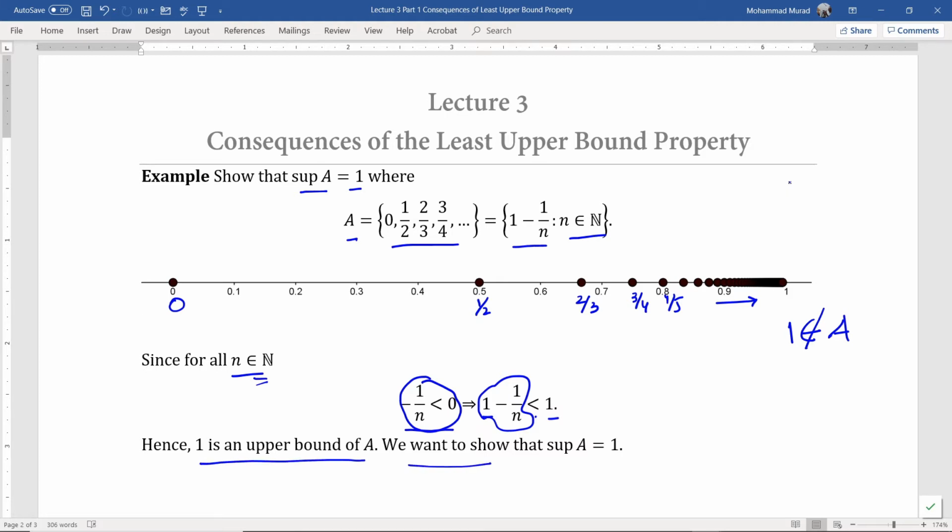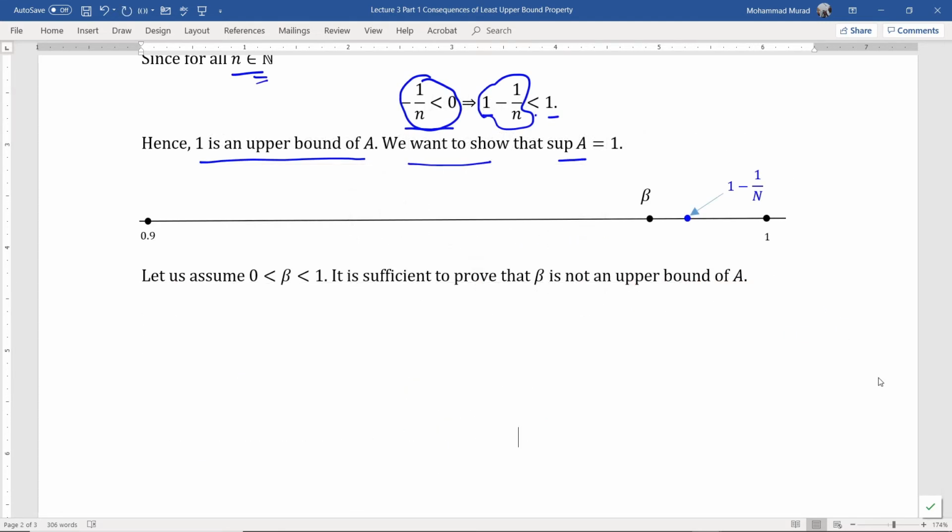Now we want to show that 1 is in fact the supremum of A, the least upper bound of A. To prove that 1 is the supremum, we will assume a number beta which is larger than 0 but smaller than 1, and it would be sufficient to prove that beta is not an upper bound of A. So 1 is an upper bound of A, and no number smaller than 1 is an upper bound of the set A. That would prove 1 is the least upper bound, hence the supremum.